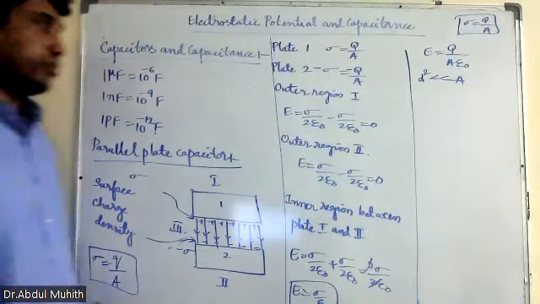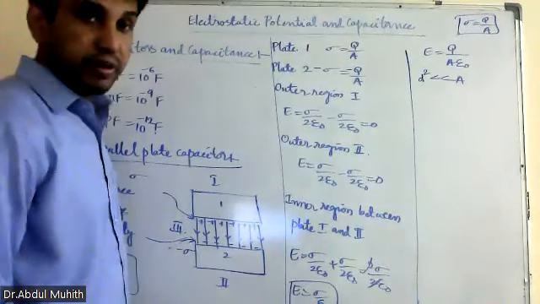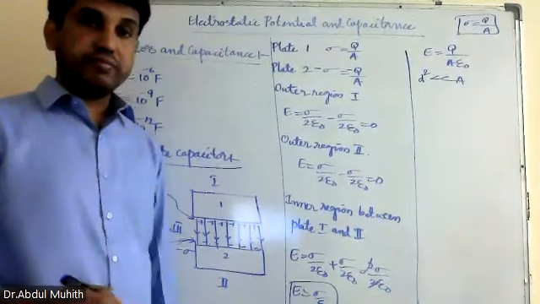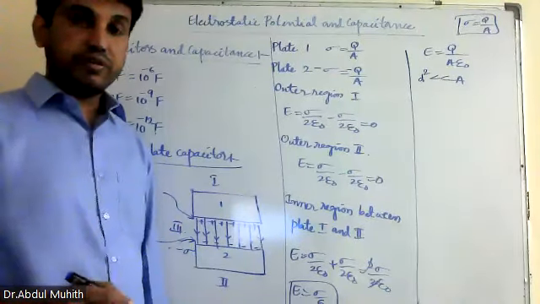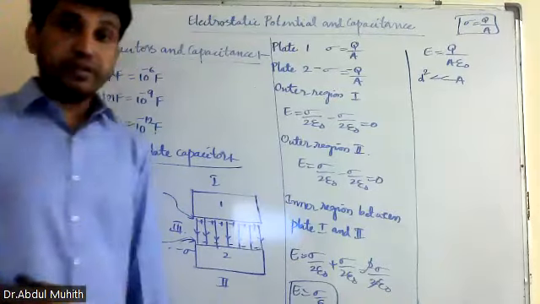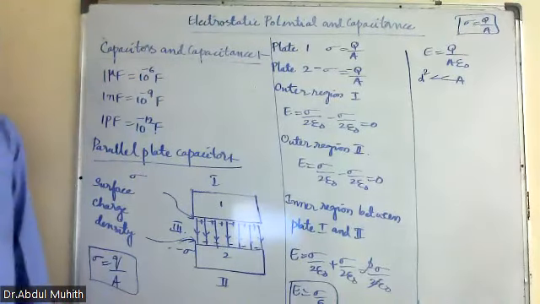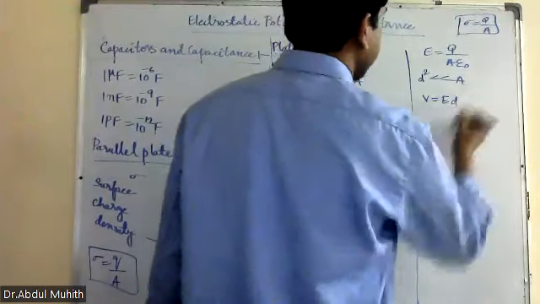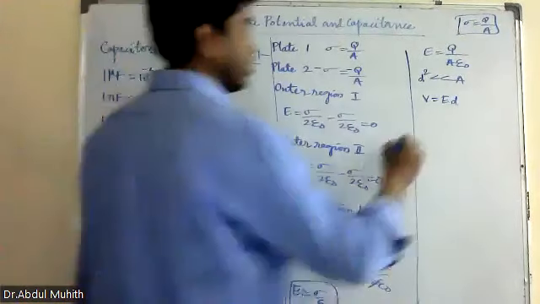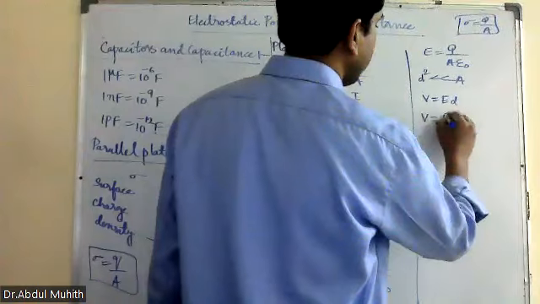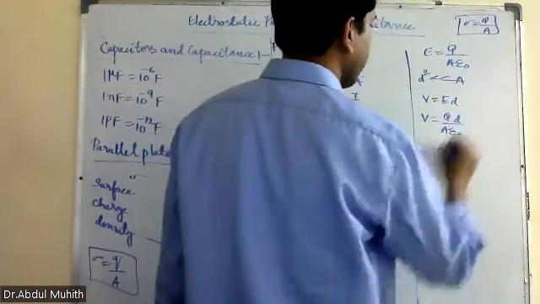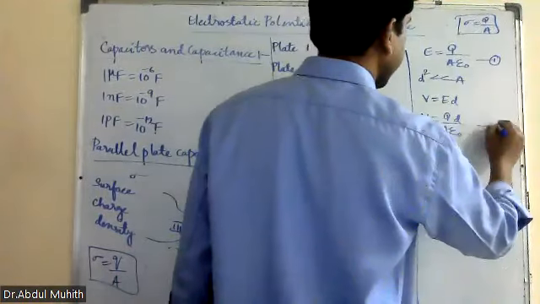Yesterday we did. What is the relation between V and E? Anyone? The relation between the electric field and the potential. V is equal to Ed, is it not? So we write here V is equal to Q by A epsilon 0 into d. This is the first equation, this is the second equation.